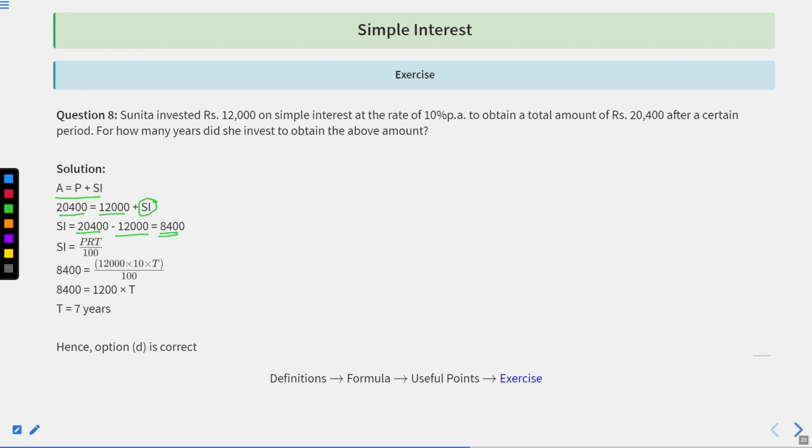So SI is equal to PRT upon 100. This is a formula that again we are going to use here. So the simple interest is 8,400, which is equal to 12,000 into 10 into T upon 100. When you simplify, this 0 gets cancelled, this 0 gets cancelled, this 0 and this one also get cancelled. So it goes 7 times. So you will be left with T equal to 7. The correct option here is option D, that is 7 years.